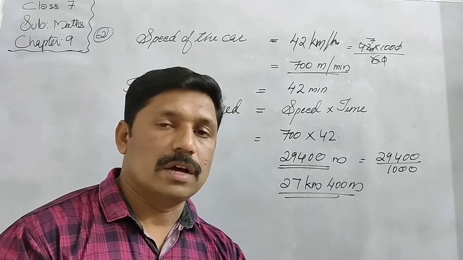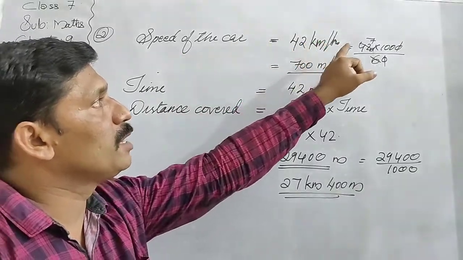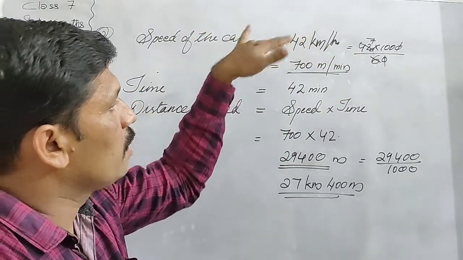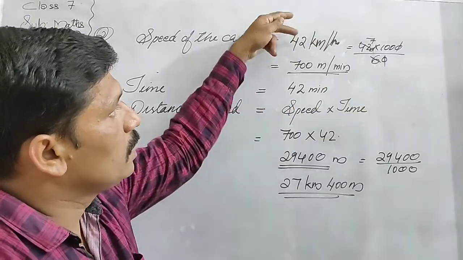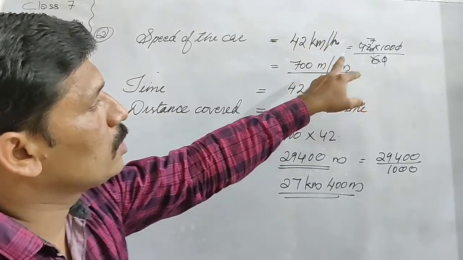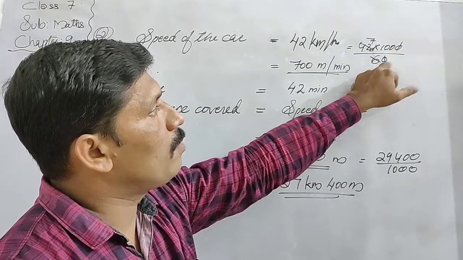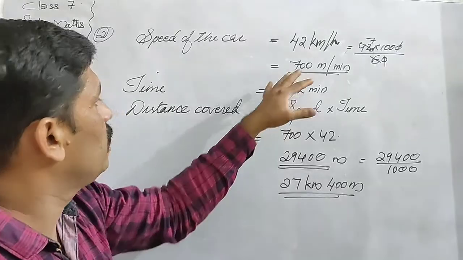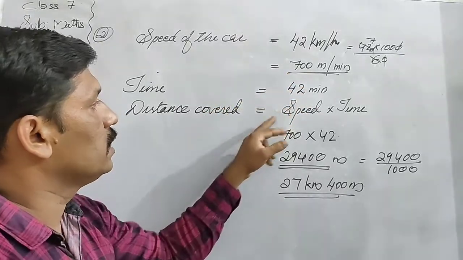I think students, you understood that here the speed of the car is given in kilometers per hour, 42 kilometers per hour. But here we want to find out the distance traveled in 42 minutes. Therefore, this kilometer per hour we change to meters per minute. To change it, we multiply by 1000 and divide by 60, because in 1 hour 60 minutes are there. And then after finding the speed, we multiply the speed and time, then we get the distance covered.